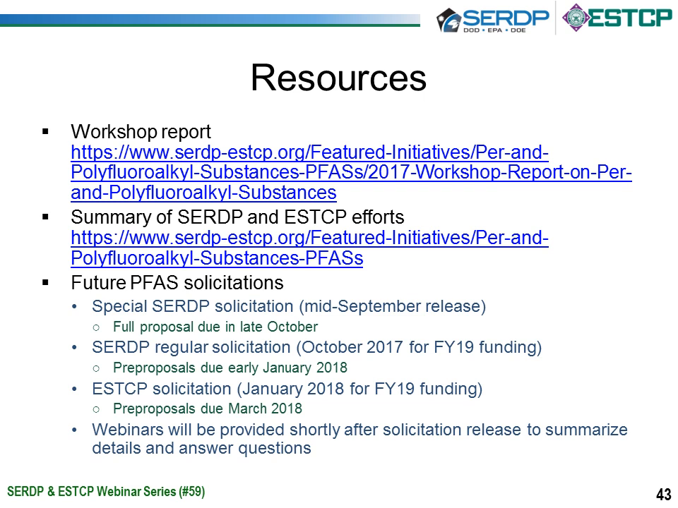And then in terms of future solicitations, we will be releasing a special CERTIB solicitation in mid-September. That is imminent, with full proposals due on that in late October. Please look for that. Our CERTIB regular solicitation will be coming out in late October for FY19 funding, with pre-proposals due in early January. And the ESTCP solicitation will come out in early January, with pre-proposals due in March 2018. After each of these solicitations, we will be holding a webinar to summarize the details of these specific solicitations, as well as answer any questions you may have about that.